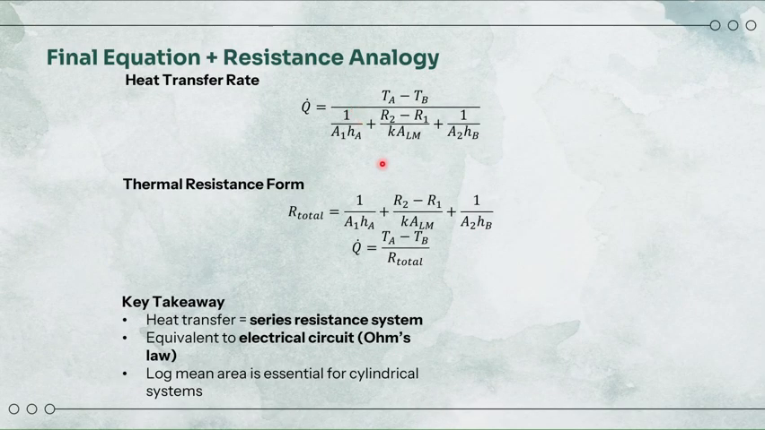The previous heat transfer rate equation can be expressed as an electrical circuit where TA minus TB can be expressed as the driving force, and that whole term in the denominator can be expressed as the total resistance. Hence, our derived heat transfer rate equation can be transformed to an electrical circuit according to Ohm's law.